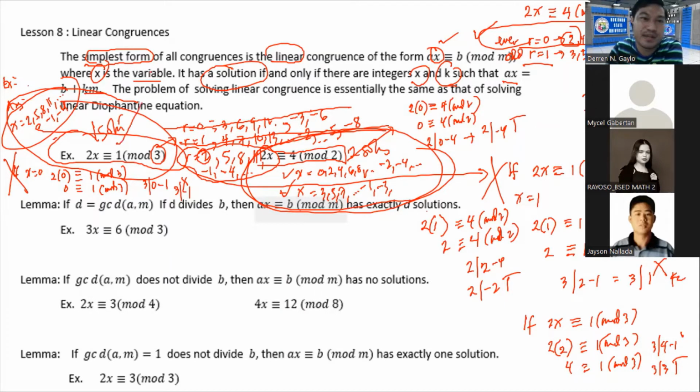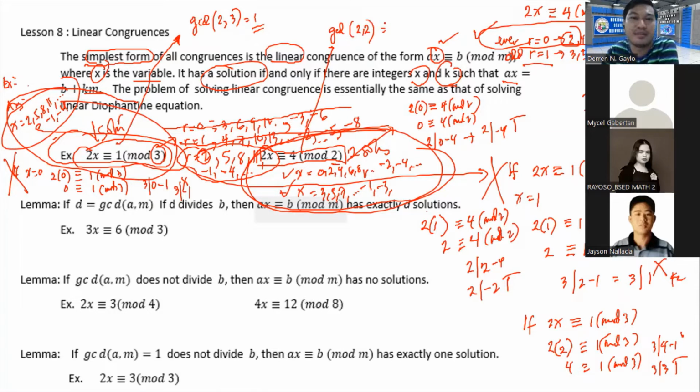The very first one has only one solution, no? Let's check if that is true. What is the GCD of A and M? Our A is 2. Our M is 3. What is the GCD of 2 and 3? Isn't it 1? Correct? That's why it has one solution. How about this one? What is the GCD of 2 and 2?